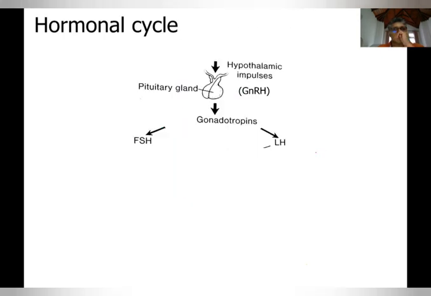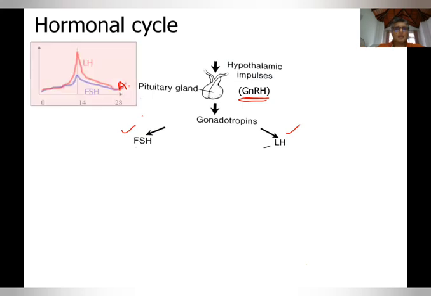A few things about the hormonal cycle. From the hypothalamus, hormones called gonadotrophin releasing hormones are released. And in response to that, from the anterior pituitary, 2 gonadotrophins are released. One is called LH, luteinizing hormone, and the other one is called FSH, follicular stimulating hormone.